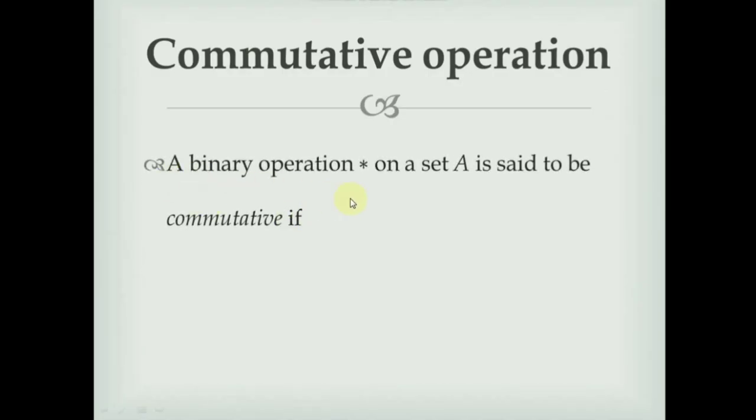A binary operation star on a set A is said to be commutative if A star B is equal to B star A for all A, B belonging to A. That is, if we get the same output or result even if we interchange the sequence or order of the elements while applying the operation, then such an operation is called a commutative operation.